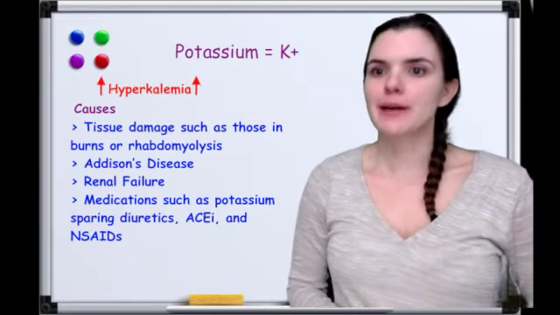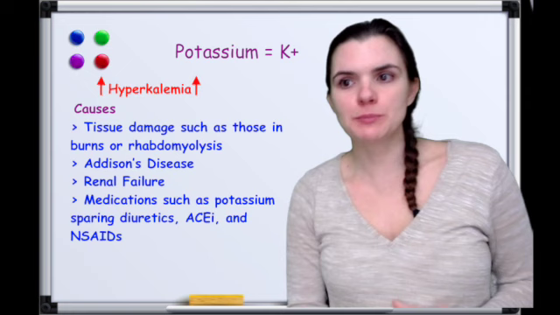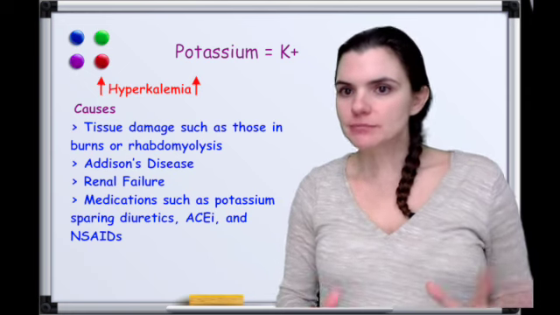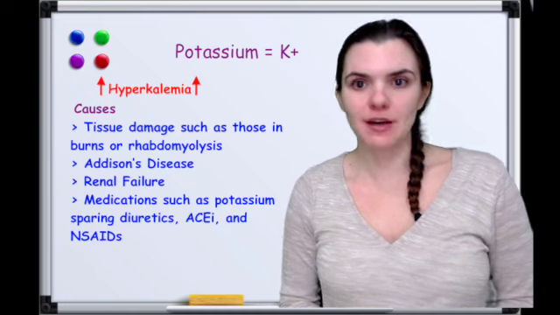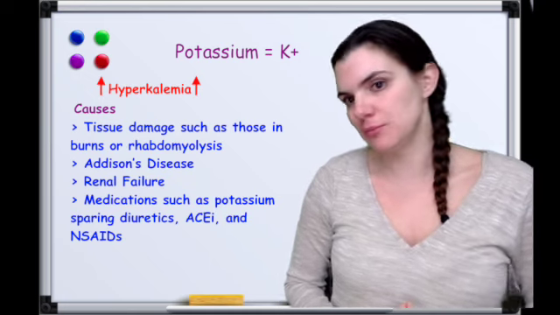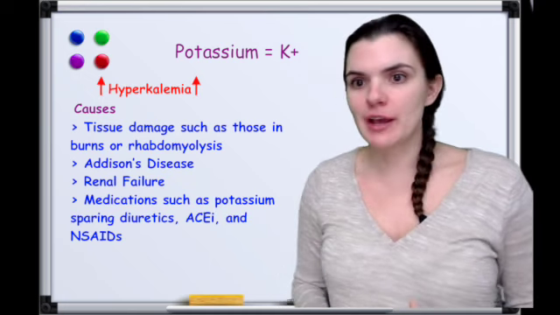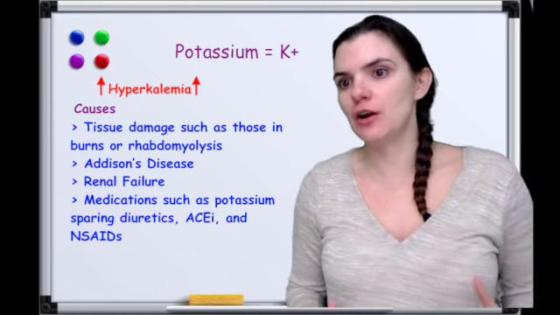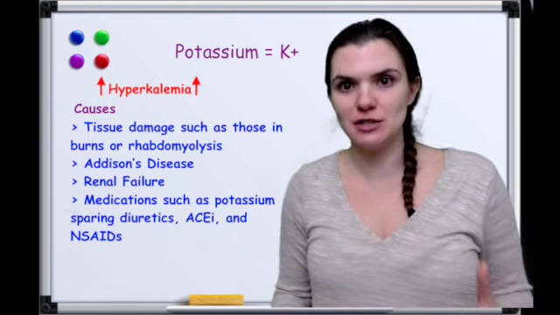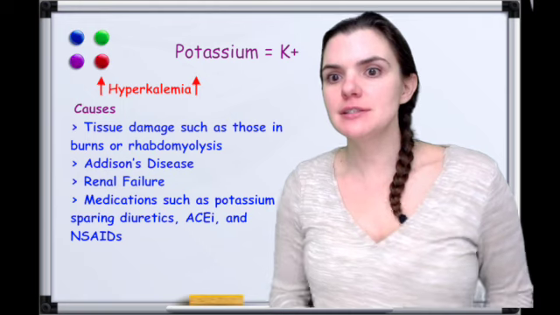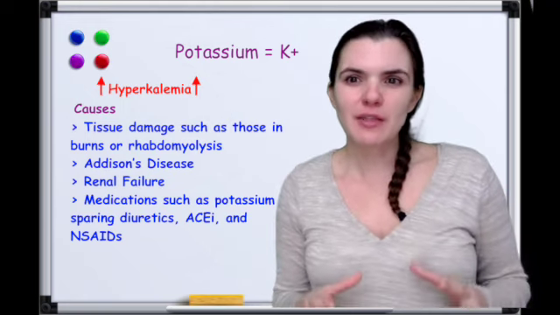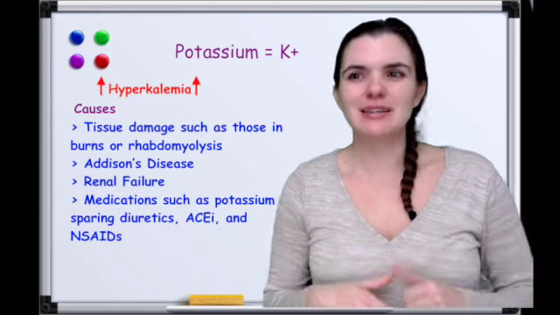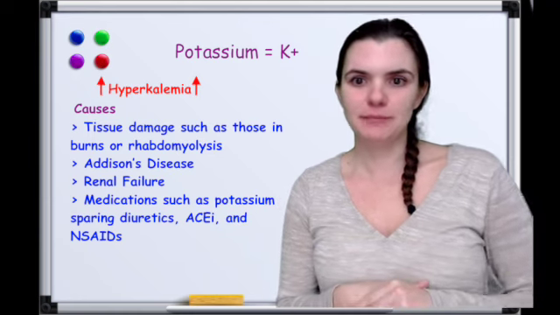Now, what can cause hyperkalemia, where we have too much potassium in our blood? Well, anything that really causes the potassium in the cell to move outside of the cell into the blood is going to raise those blood levels. So if a patient has severe burns, this can occur along with tissue damage, such as a condition called rhabdomyolysis. This is where you have the breakdown of muscle tissue. So whenever that muscle tissue is breaking down, it's leaking potassium into the blood.